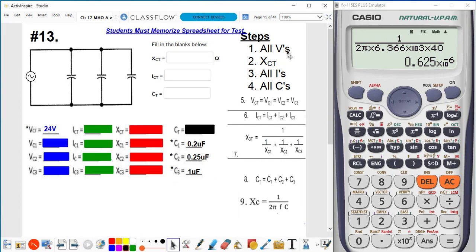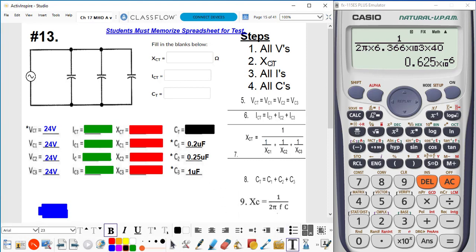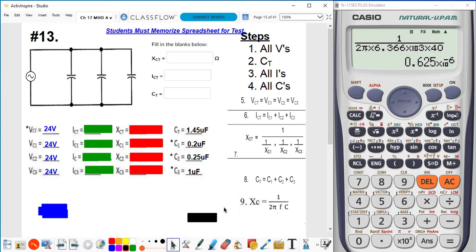First thing we're going to do is fill in all of our V values because it is a parallel circuit. So formula number 5 shows me that voltage stays the same in parallel. Now that I have those, the first thing I'm actually going to do is find CT, not XCT. So let me change that. This should say CT. Alright, so I'm going to find my CT, and we see here in a parallel circuit, formula number 8, capacitance just adds up. So if I add 2 microfarads, 0.25 microfarads, and 1 microfarad together, I get 1.45 microfarads.